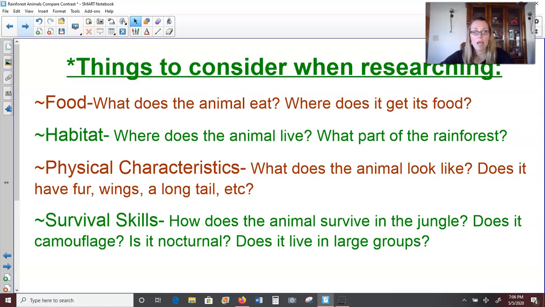Think about the habitat. Where does each animal live? What part of the rainforest? We know these animals live in the rainforest, and rainforests only occupy a very small portion of our earth.